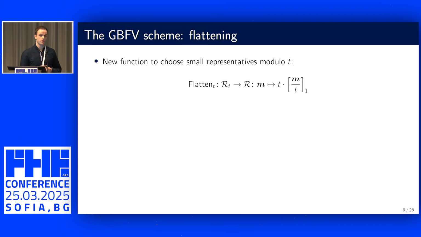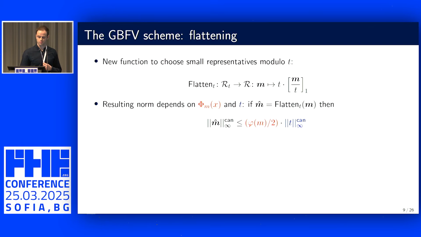One very important operation that we need in our GBFV scheme is a function to choose small representatives modulo t. This is what we call flatten. So flatten takes as input an element from the plaintext ring and outputs a representative of it with small coefficients. When we analyze the norm of flatten, we will see that it depends on two contributions. One of them is the cyclotomic ring that we compute in. This is the red factor. And the other one is the size of the plaintext modulus that we use.